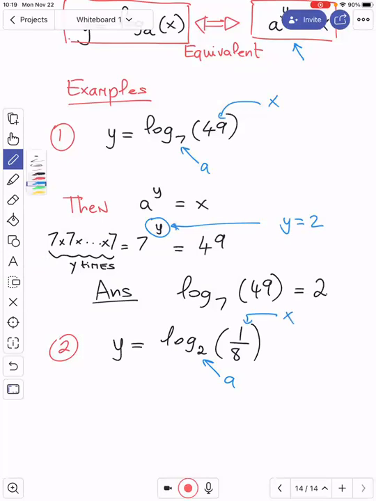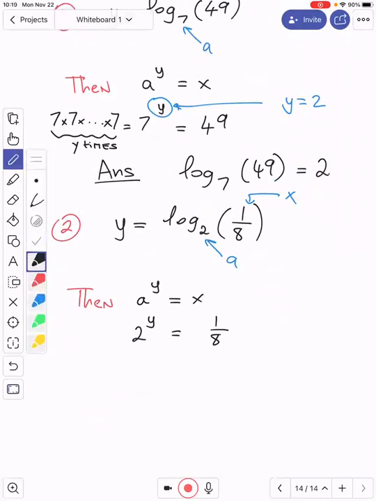Then, as I said, because of our identity, you need a to the power y to be equal to x. So a to the power y is equal to x, where a is 2, y is unknown, and x is 1 over 8. So for which power of 2, guys, do we get 1 over 8? Negative 3, yes, absolutely. Thank you. So the y here would be negative 3.